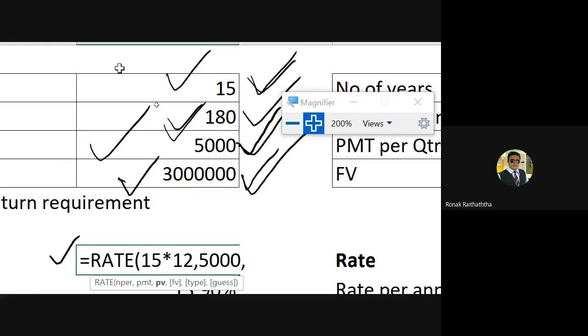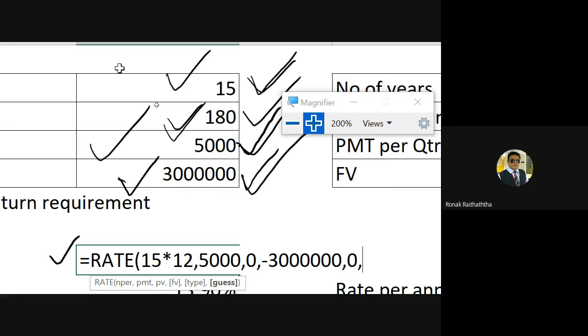comma, PV, do we have any information related to PV? No, comma. For FV we have, yes, because after 15 years, Avish wants 30 lakh rupees. So I'm writing minus 30 lakhs, pressing comma to go to the next one. Now, no information is given to us related to the type of annuity, that is, whether the amount of 5,000 would be paid at the beginning or at the end of the month. So I would assume it's at the end of the month, 0, comma.